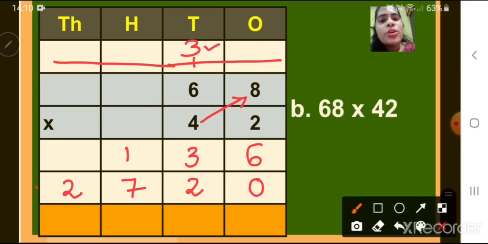Okay. So the last step is to add. 6 plus 0 is 6. 3 plus 2 is 5. Then 1 plus 7 is 8. And then number 2. So our answer for 68 multiplied by 42 is 2856. Children, note down.